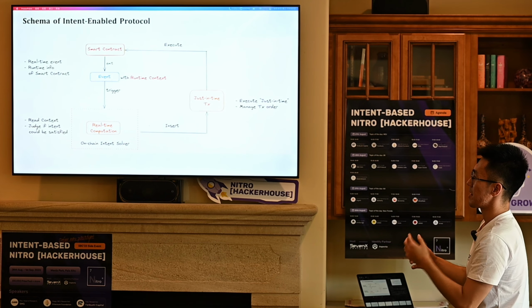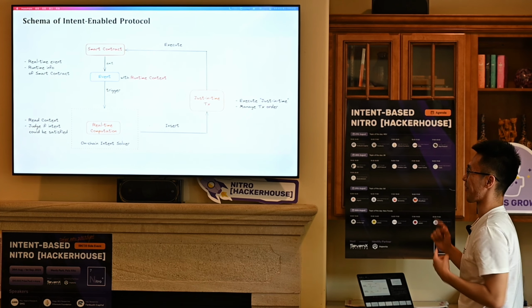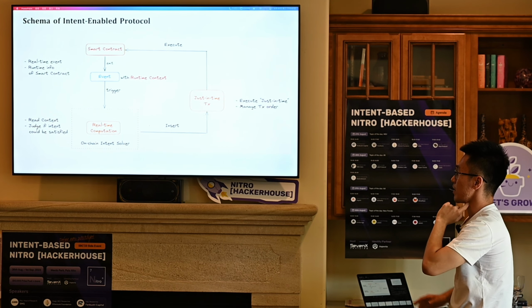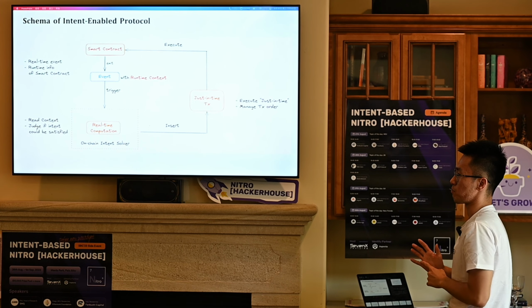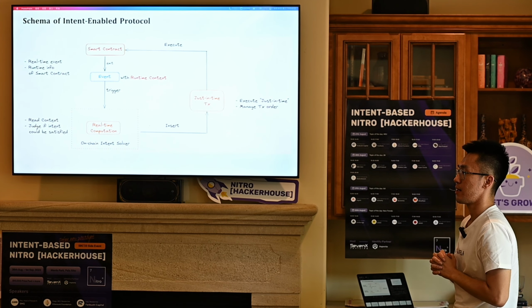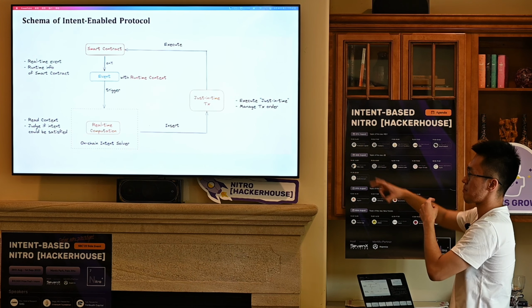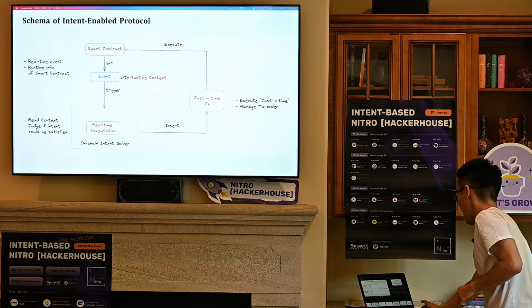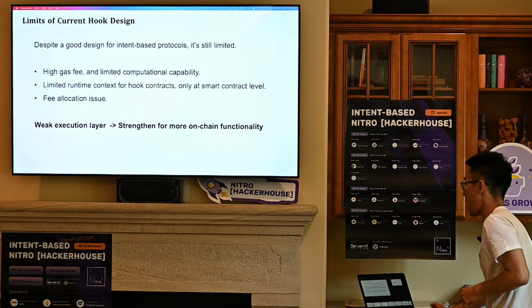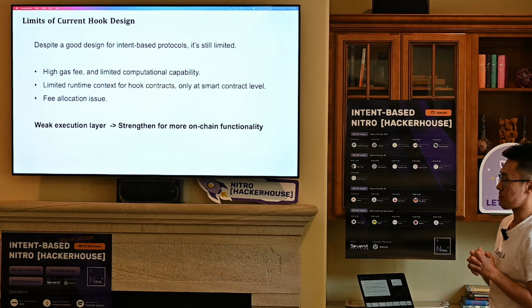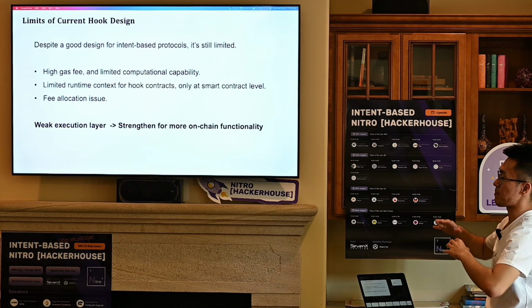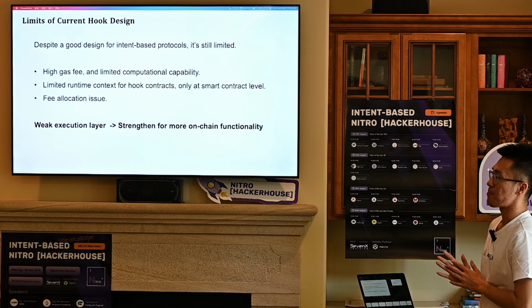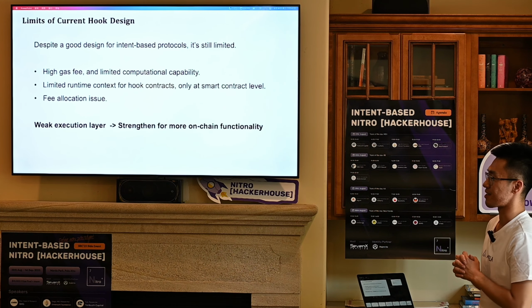But the thing I want to say, in plain words, is that the intent solver does not necessarily need to be the original smart contract. It can be additional, something like a hook contract, to achieve this intent. We all agree that it may be a good design for the future so-called intent-centric protocols, but the current hook is actually limited.